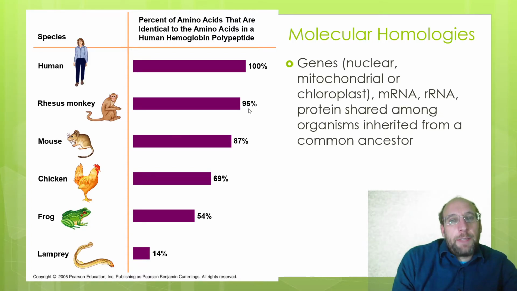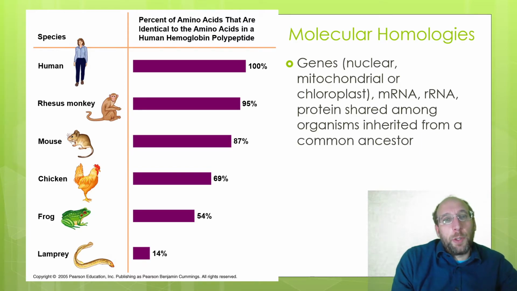Humans, compared to rhesus monkeys, have 95% similarity in amino acid sequence between the hemoglobin found in both organisms. Remember, hemoglobin helps us carry oxygen, so it's a pretty highly conserved protein. It's an important protein. Humans, compared to the mouse, though, only have 87%. That shows that we have a more distant common ancestor with the mouse than we share with the rhesus monkey. With the rhesus monkey, again, we share more similar amino acids. And if we look further down, chickens, obviously we share a more distant common ancestor. We have a more different hemoglobin sequence. Frogs are even more distant, and lampreys the most distant.